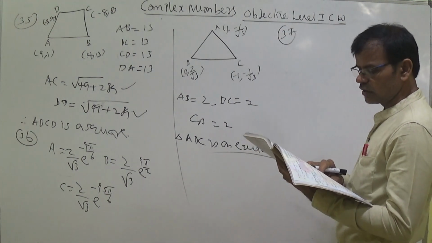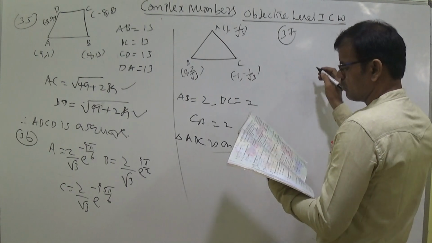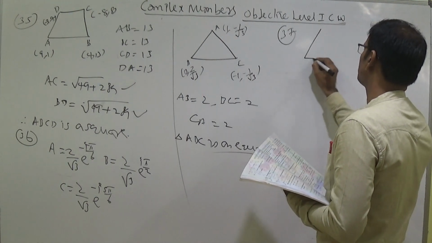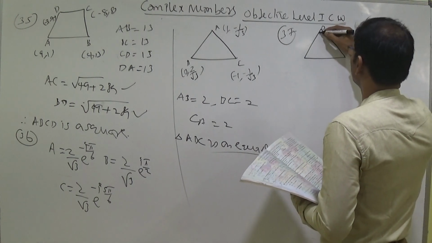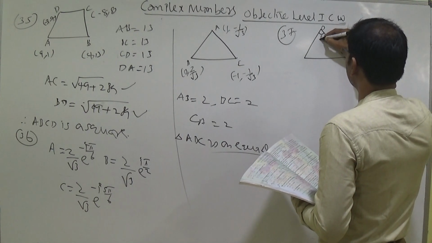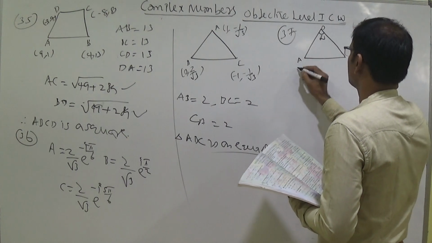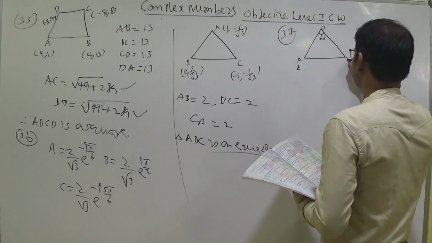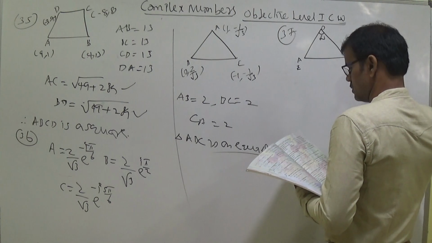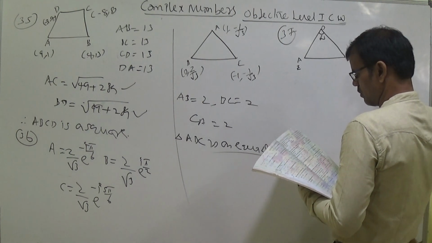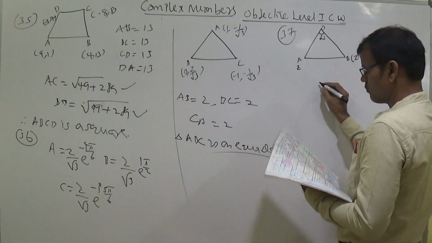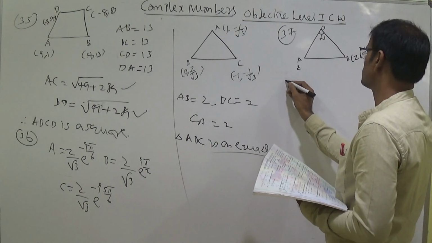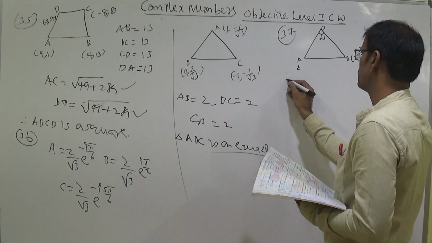The area of the triangle whose vertices are O, z, and z into e power i alpha. Put here O, alpha making an angle between two complex numbers. Put here this is z, A is z, B is z into e power i alpha, with 0 less than alpha less than pi, meaning second quadrant.